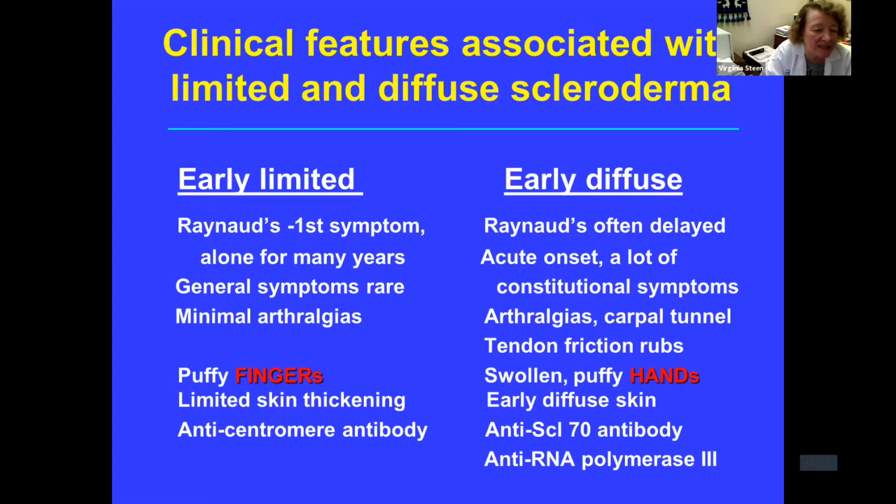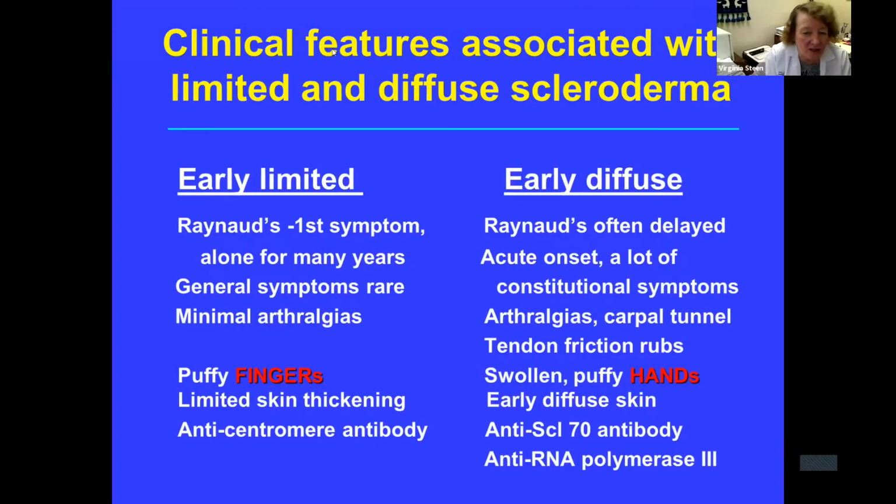and certainly the CREST is not unique to limited scleroderma. But the classic limited scleroderma is someone with Raynaud's for many years, who doesn't have a lot of systemic symptoms, has minimal joint complaints, and has lots of puffiness in their fingers. They rarely will have progression from limited to more diffuse disease, and the anti-centromere antibody is the classic antibody.